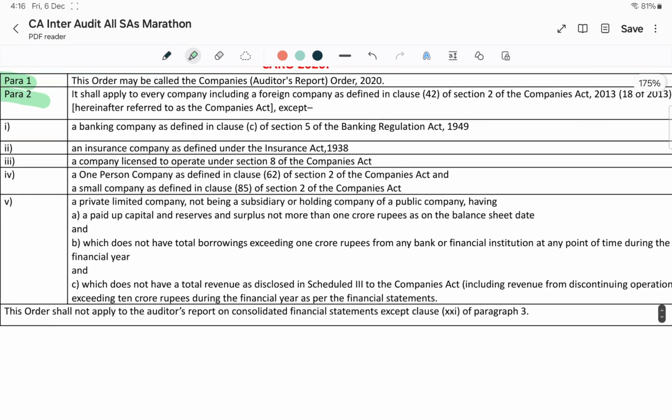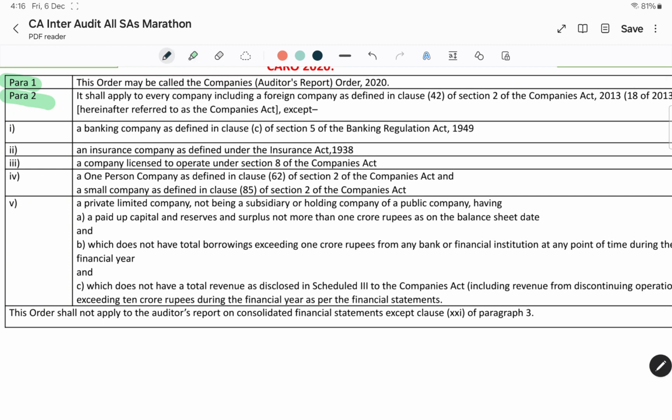except the following. It means CARO is not applicable to a banking company as defined in Section 5 Clause C of the Banking Regulation Act 1945, an insurance company as defined under the Insurance Act 1938, a company licensed to operate under Section 8 of the Companies Act, which means non-profit organizations, a one-person company as defined in Section 2, Clause 62 of the Companies Act, and a small company as defined in Section 2, Clause 85 of the Companies Act.